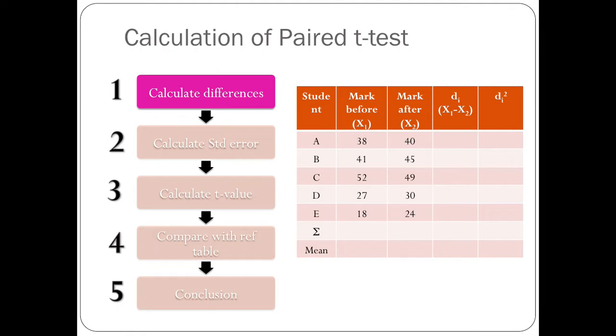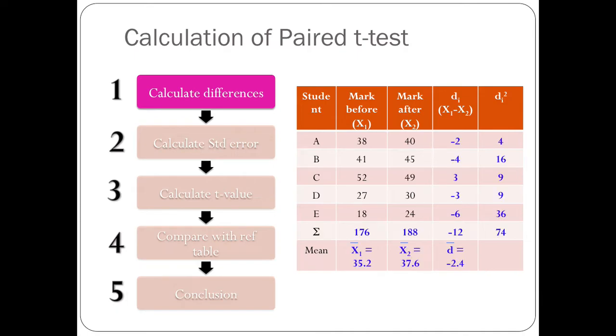Okay, so are you done? Let us look at the result. So this is the result. For student A, 38 minus 40, you get the difference of minus 2, and the square of minus 2 is 4. And you sum all of these, like mark before and mark after. The sum of x1 is 176, and the sum of x2 is 188. The sum of the differences is negative 12, and the sum of the square of the differences is 74.